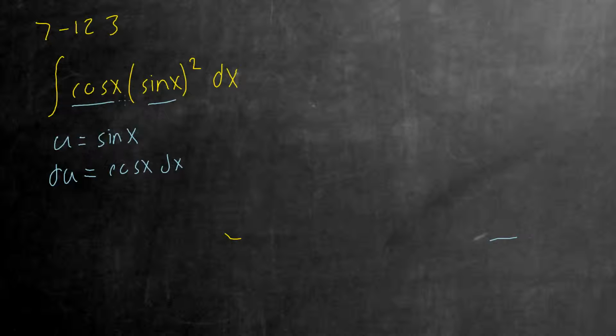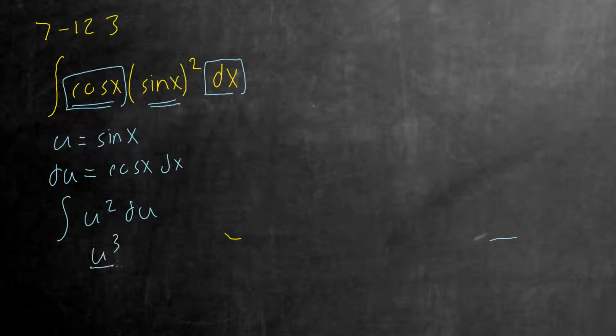dx. So this is all du, and then this is u, so we've got the integral of u squared du. The integral of u squared is u cubed over 3 plus c. Put in the sine: sine cubed x over 3, oh, that's a cube, plus c.